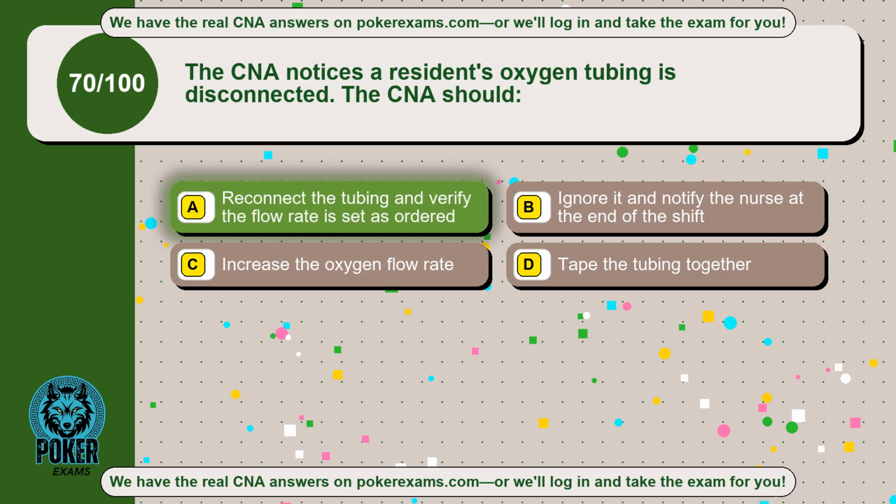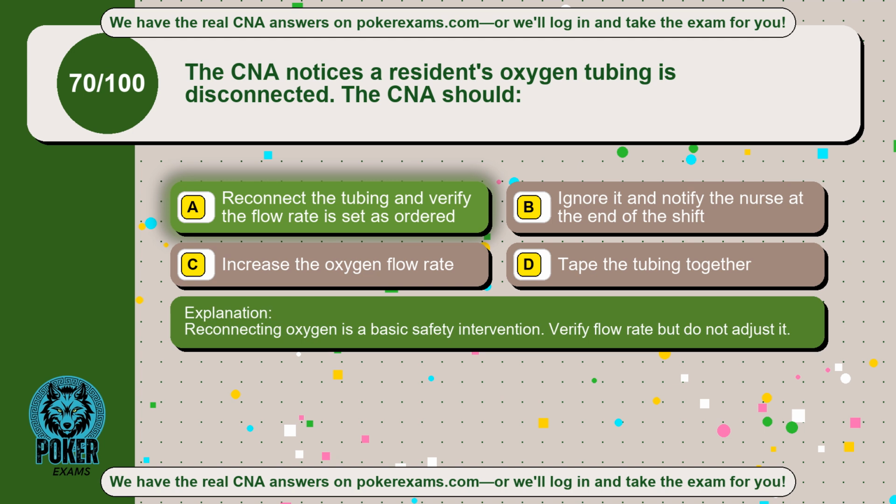The correct answer is option A. Reconnect the tubing and verify the flow rate is set as ordered. Reconnecting oxygen is a basic safety intervention. Verify flow rate but do not adjust it.